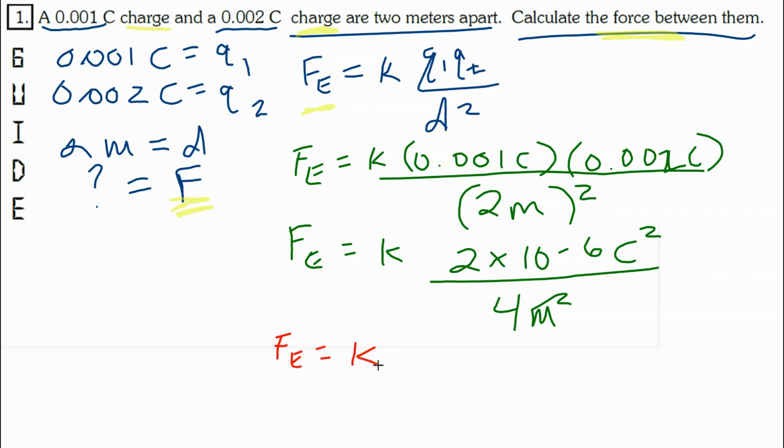And what I'm going to do now is this division step. How many 4 meters squared go into the 2 times 10 to the negative 6? So if you still have in your calculator the 2 times 10 to the negative 6, you can press divide by 4. And that will be 5 times 10 to the negative 7 coulombs squared divided by meters squared. This right here comes from Coulomb squared divided by meters squared. So whatever I do to the numbers, I do to the quantities as well.